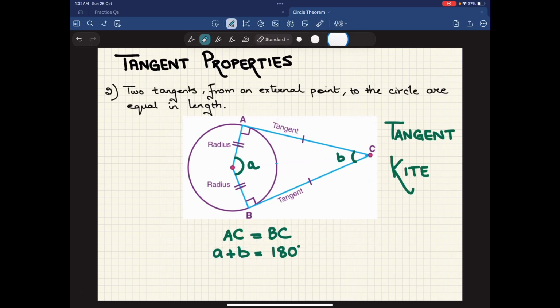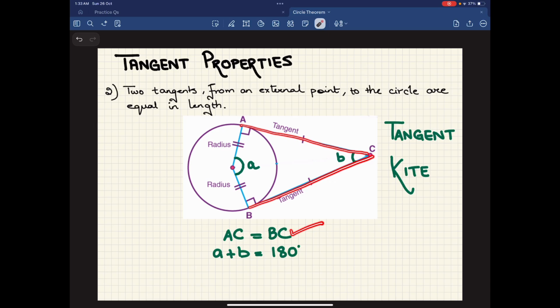The next tangent property involves a tangent guide. Now, what is a tangent guide? Two tangents from an external point. What is an external point? A point which is outside the circle. In this case, it is point C. So this is the first tangent, and this is the second tangent drawn. Two tangents from an external point to the circle are equal in length. So this theorem tells us that AC is equal to BC.